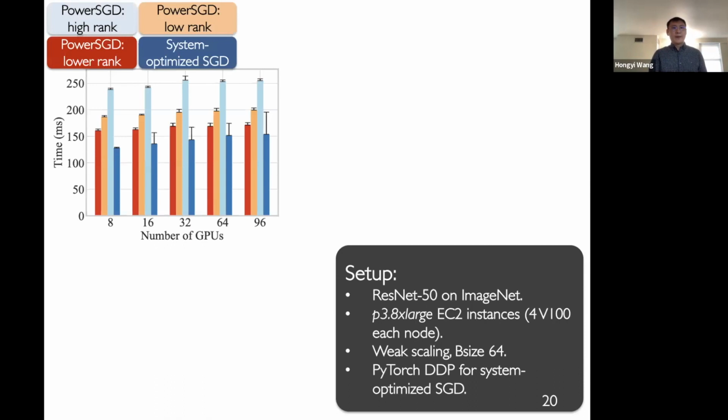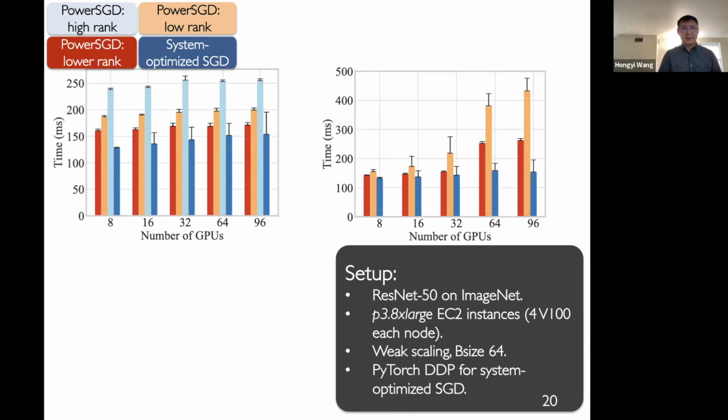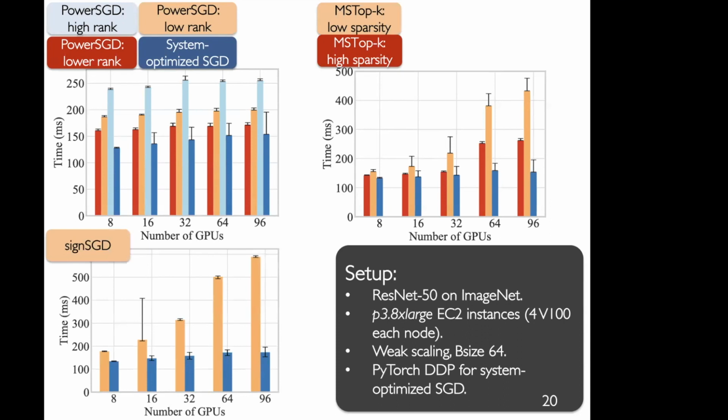We tested PowerSGD, which, as I talked about, is a factorization method. We also benchmarked MSTopK, which is the same as Top-K but implemented in an optimized way, and also signSGD. So this is the number of GPUs versus the iteration time, so basically lower is better.